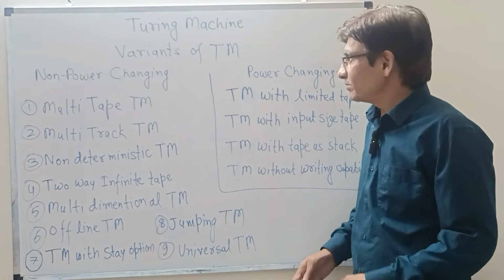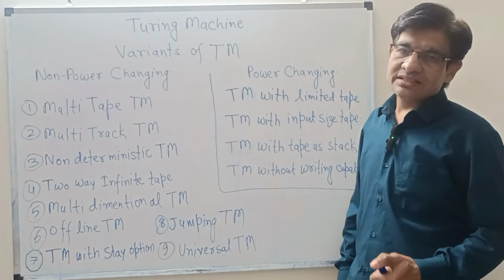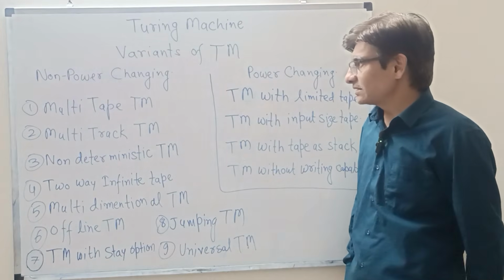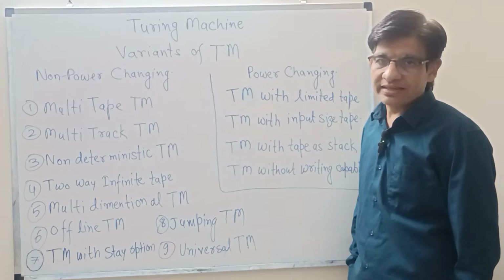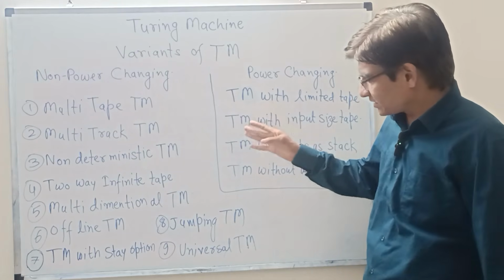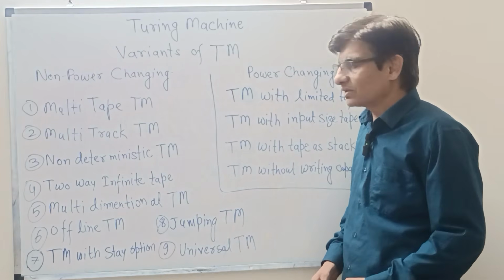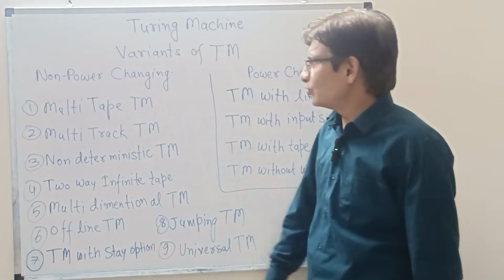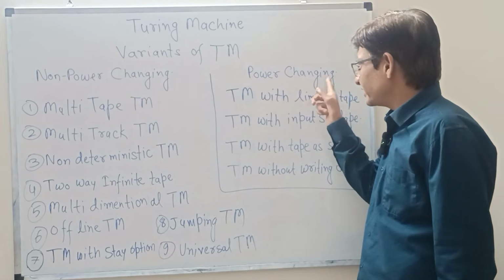So in this video we will discuss the variants of Turing machine. Turing machine is modified in some way for different purposes. All those modifications, or you can say variants of Turing machine, we will discuss in this lecture. I have listed here some variations, and I will discuss them one by one. And here you can see some non-power changing variations are there, and then some power changing variations are there.